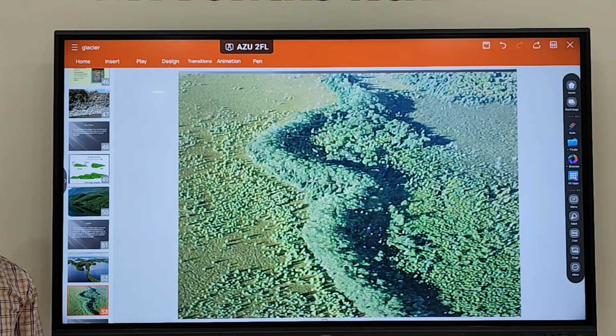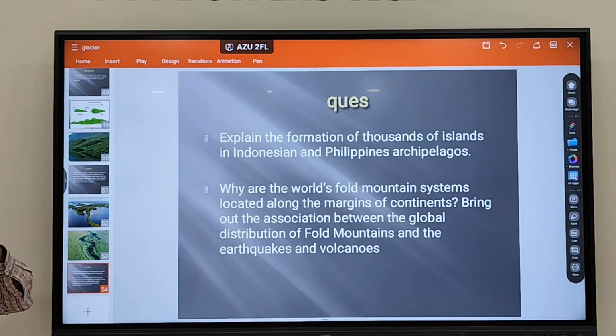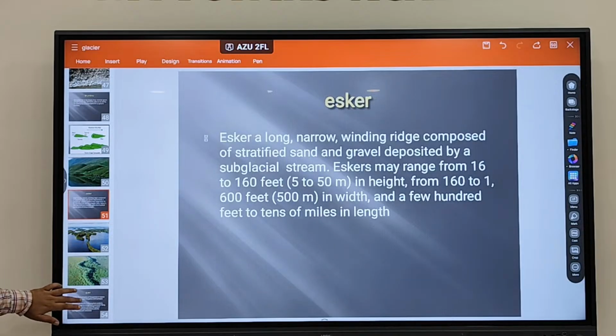So clear the difference between drumlin and Esker. Drumlin is an inverted spoon-shaped elongated hill, and what is an Esker? A narrow ridge that has been created by whom? Deposition by the glacier. Clear? So this is all about the glacial landforms. These are the questions which have been asked previously in the examinations.